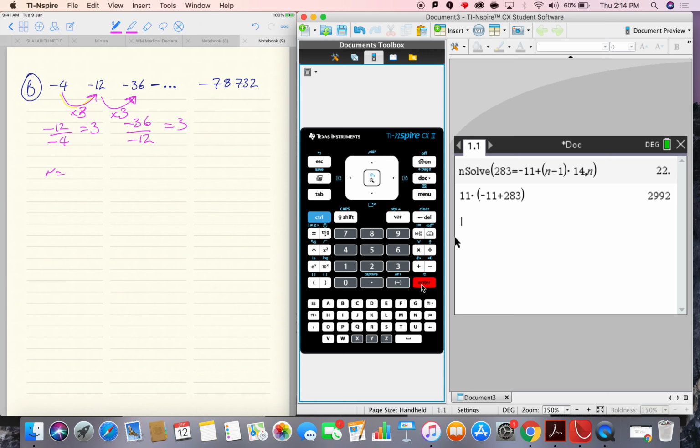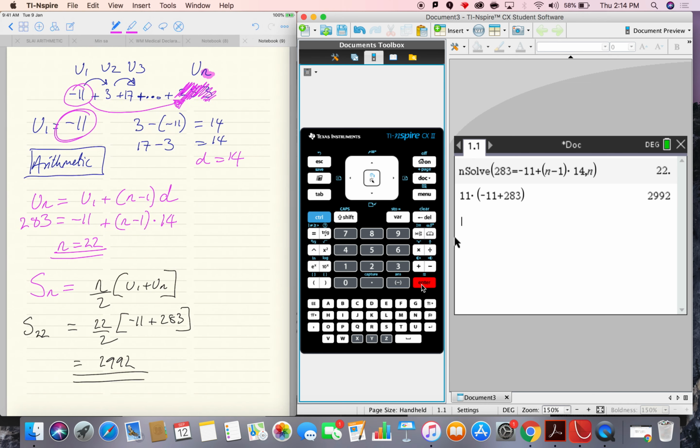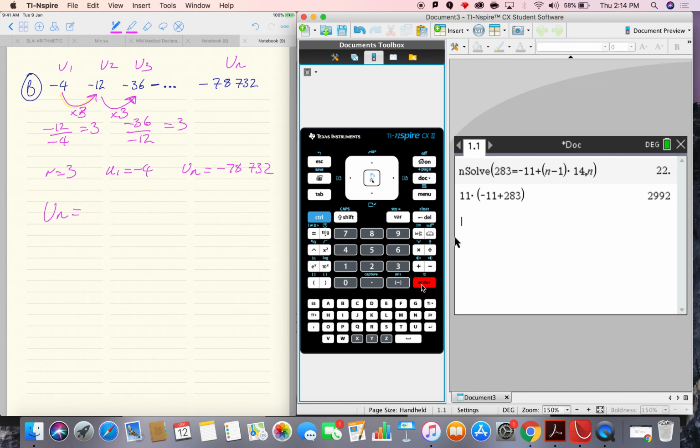So r equals 3, u of 1 equals negative 4, u of n is negative 78,732. This is u1, u2, u3, and this is u of n. Okay? So we want to find the sum of all those terms. First of all, we want to know how many. So we need a u of n formula again. So let's look, it's exactly the same structure as before, u of n formula. We know it's geometric.